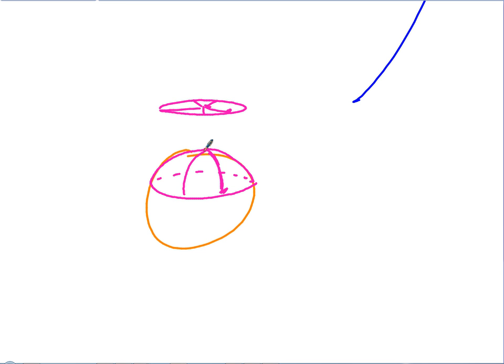Here's another example. These are just easy ones. There's more complicated ones we can talk about. But I think these are kind of interesting.